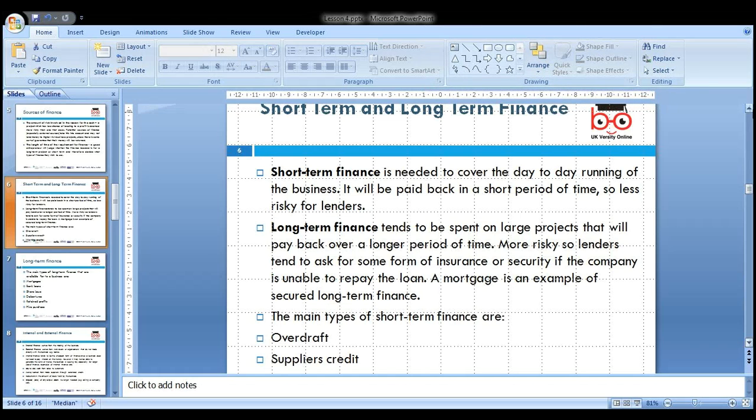So next, first, short-term finance is needed to cover the day-to-day running of the business, and it will be paid back in a short period of time, so it is less risky for the lender. If the lender gets the money back after a few days, after 30 days, 40 days, and gets the interest as well. Normally short-term finance is sometimes an expensive source of finance if you don't put the arrangement in place. Think about if you borrow money from a payday lender, these are shops, and you pay them when you get your salary.